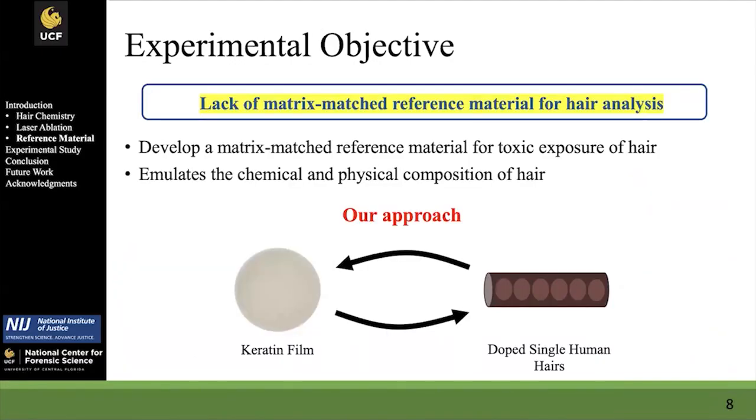So our objectives for this experiment: due to the lack of matrix-matched reference materials for hair analysis, we're developing a material that is going to emulate the chemical and physical properties of hair for its toxic exposure. So we developed a material that is composed of a keratin film, and I'll explain the synthesis of that in a second. We are spiking this material and then comparing that to doped single human hairs for its elemental analysis and then molecular analysis later on as well.